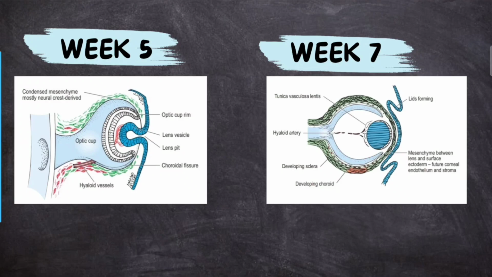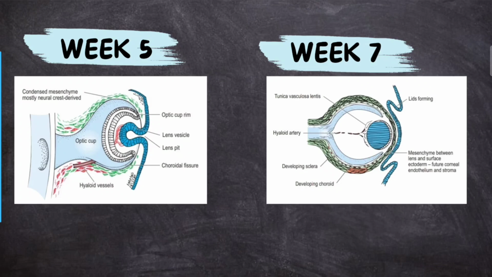Besides that, as the lens placode is invaginating, there's formation of the lens pit. So basically, if we see the lens pit at this point, we know that there's invagination of the lens placode, but it is not completed yet. It is not sealed off by the surface ectoderm. So the presence of the lens pit shows that the invagination has occurred.